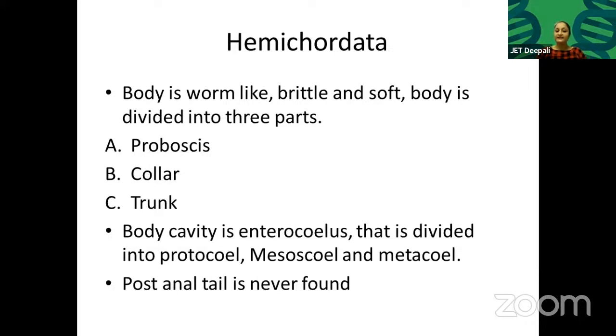The body cavity is enterocoelous, meaning they are enterocoelomic. Their coelom is divided into protocoel, mesocoel, and metacoel, meaning pro, meso, and meta. A post-anal tail is never found. They do not have any tail.